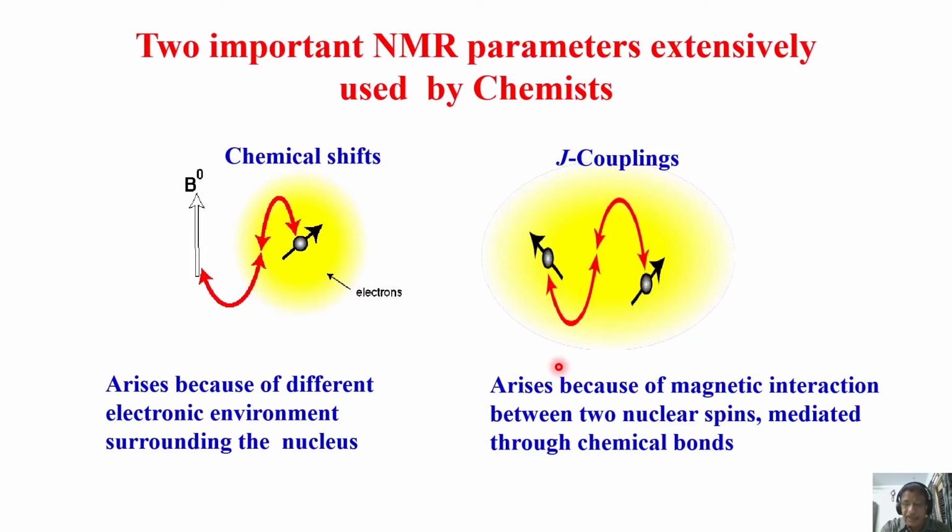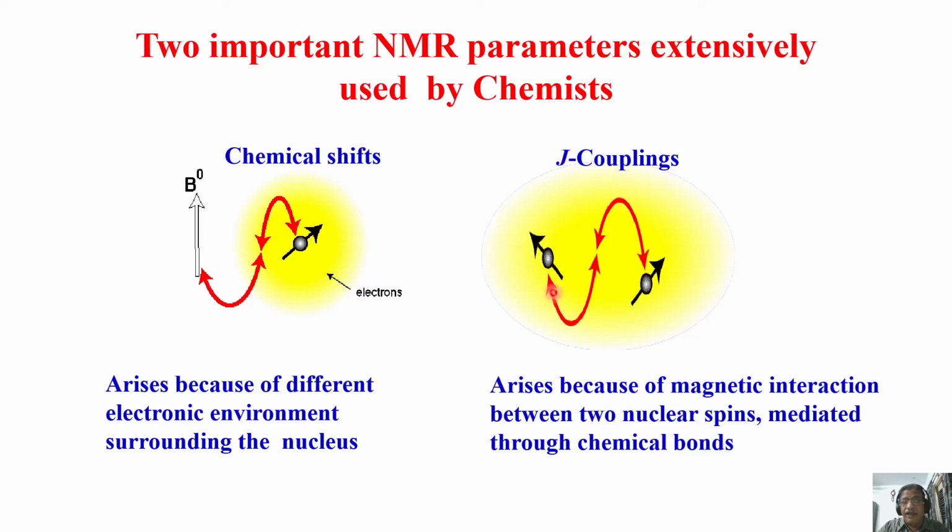Of the three things, there are two very important parameters which are extensively used by chemists. That is chemical shift and J couplings. These chemical shifts arise because of different electronic environments around the nucleus. I told you already. This is again the picture from Professor Malcolm Levitt's book. In the magnetic field, the nuclear spin is not bare, it is surrounded by electrons. This is going to shield this nucleus. We'll see about chemical shift shielding now.